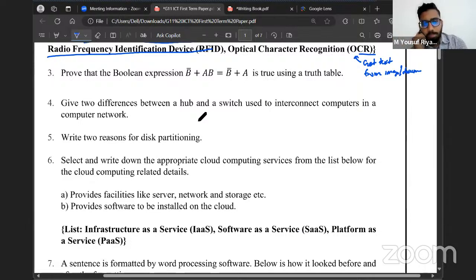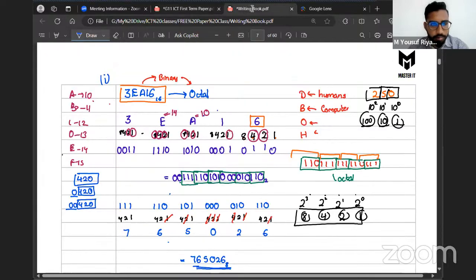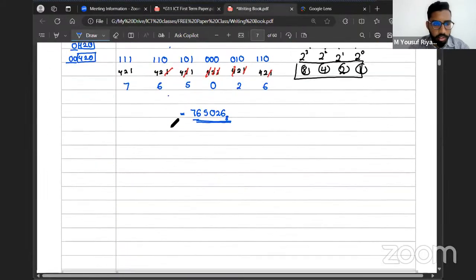Okay, the next question. Prove that the Boolean expression B dash plus AB equals B dash plus A is true using a truth table. Send it to me after the seminar. Let's take this separately on the next page. B dash plus AB. That's question number 3. Yeah, question number 3.